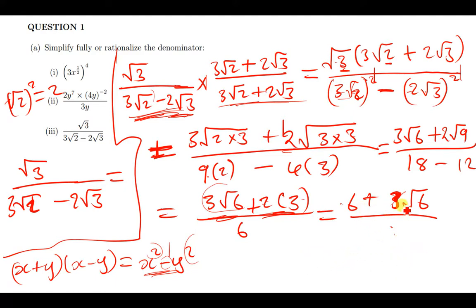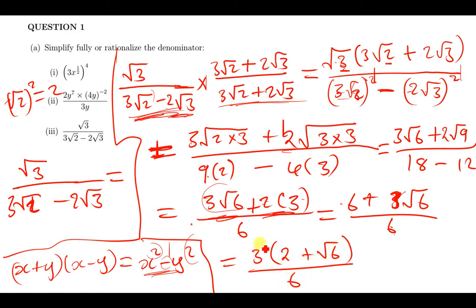Okay, so I'm going to factorize the 3 there. When I factorize 3, I'm going to have 3, open brackets, 2 plus the root of 6, and everything divided by 6. So 3 there, 1, 3 there, 2. So we can write this as 2 plus root 6, everything over 2. So these are the solutions of this question.